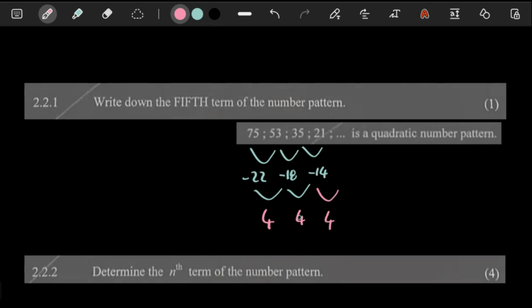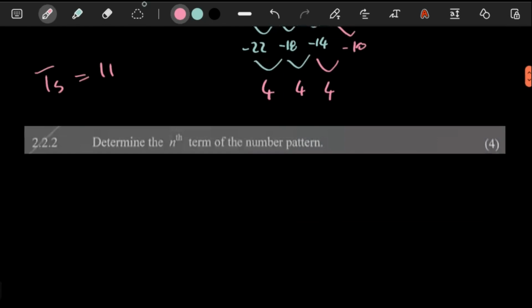You see, this plus this gives you this, plus this gives you negative 10. So 21 plus negative 10 would have given you what? 21 minus 10. Am I really using the calculator for this? Just for the vibes, man. So T5 is equal to 11. Perfect.